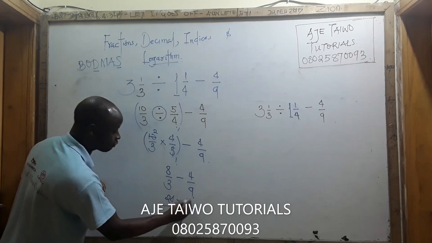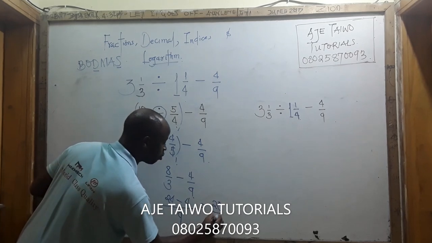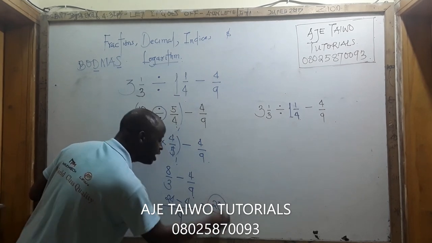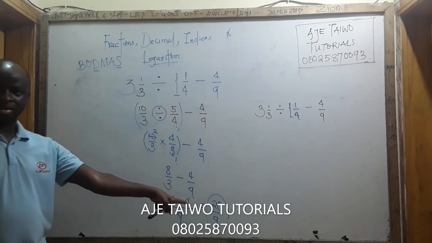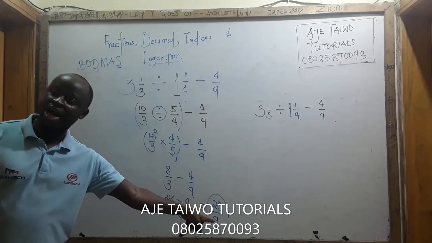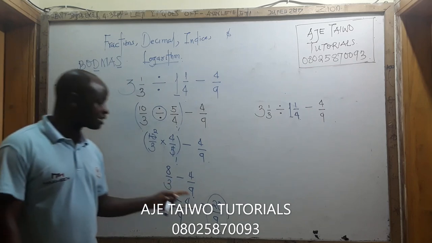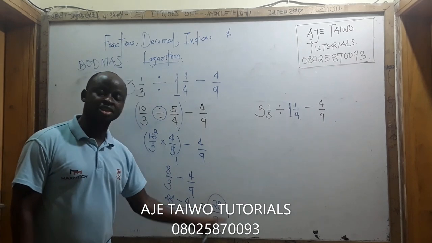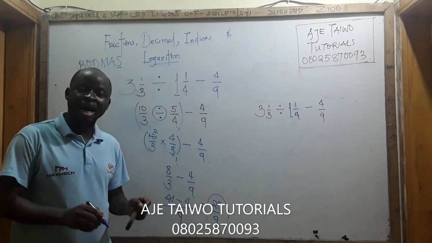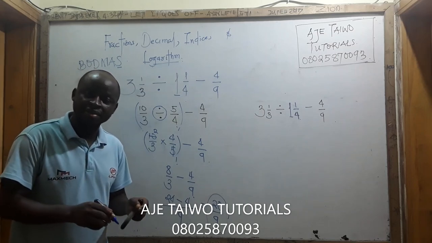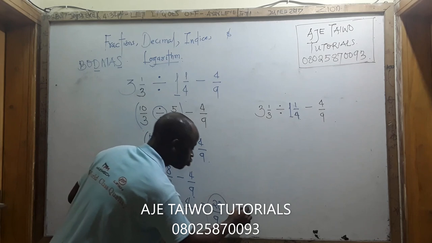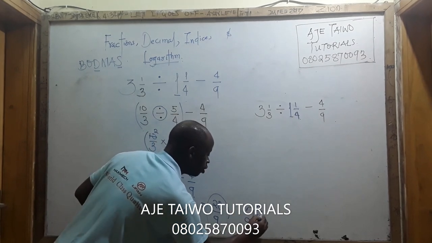9 times 4, that's 4 times 9... 1 times 4, 4. That's what? 20 over 9. If you leave your answer this way, you'll be penalized in WAEC. You are wrong, because nobody leaves an answer as an improper fraction. Instead of that, leave it as what? A mixed fraction. That's 2 whole number, 2 all over 9.